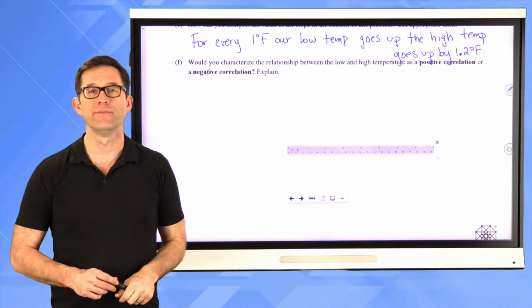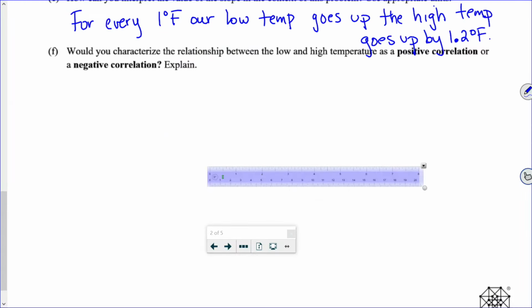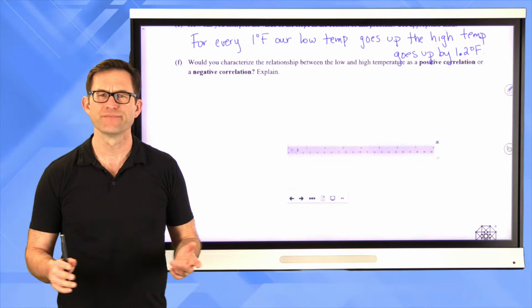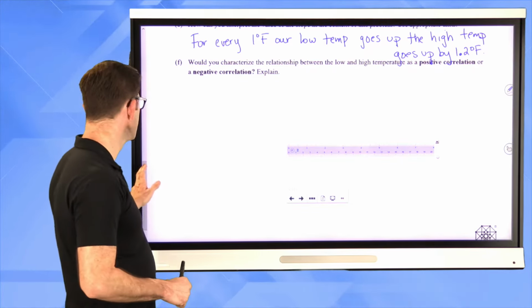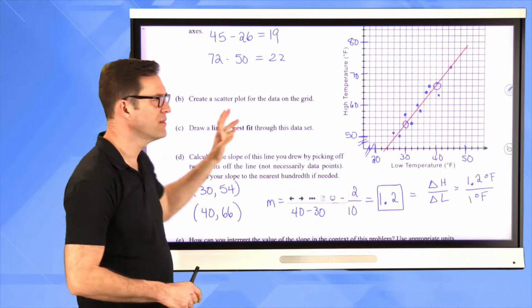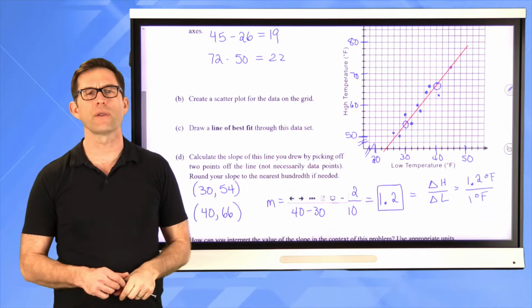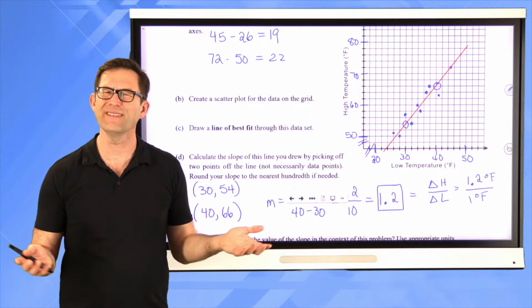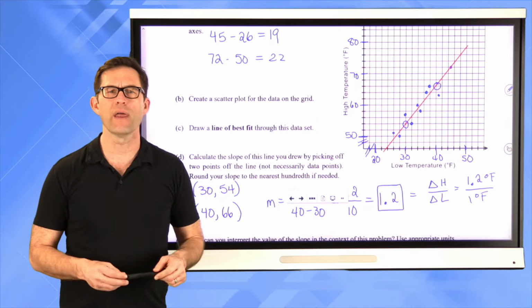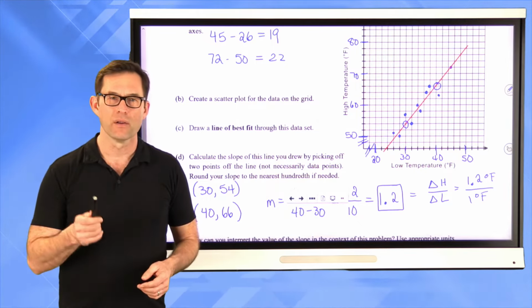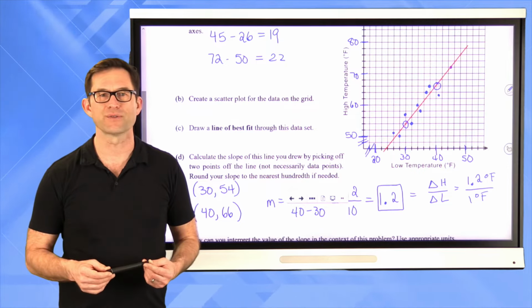Letter F. Would you characterize the relationship between the low and high temperatures as a positive correlation or a negative correlation? Explain. All right, well, let's go back to the graph for a second. Would you consider this a positive correlation or a negative correlation? What does that mean? Pause the video now and see if you can remember learning about this in a previous math course.